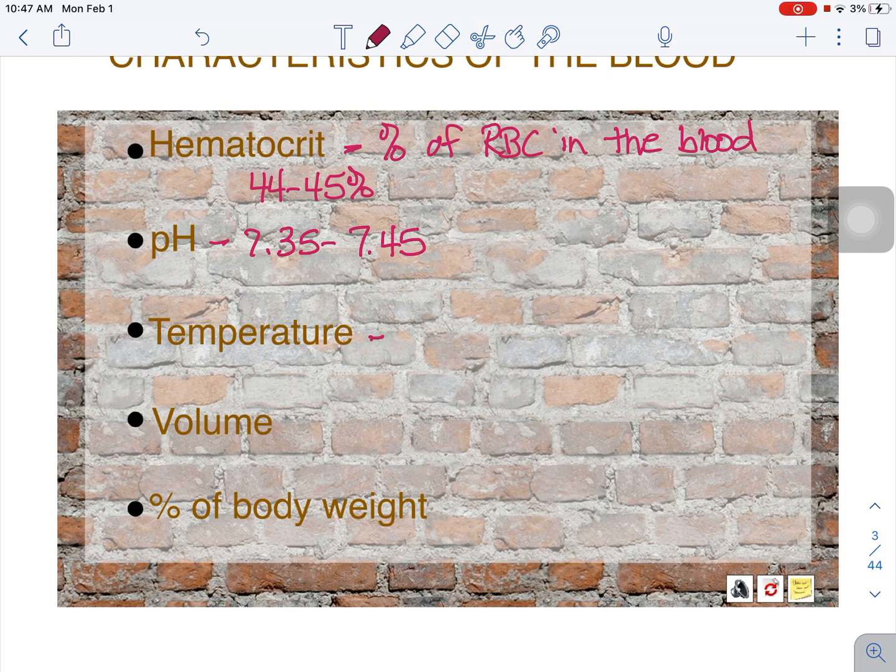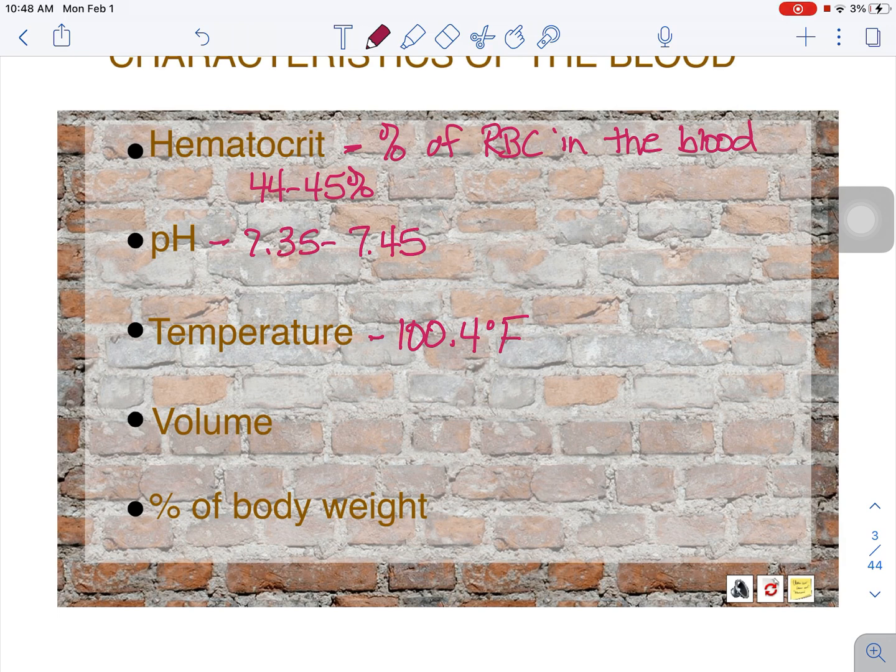The temperature of the blood, we know body temperature is 98.6. The temperature of the blood is about 100.4 degrees Fahrenheit, so slightly warmer than body temperature. And you should know that because when blood flows to a certain area, like when you get embarrassed and your cheeks get red, you get really hot. As blood is flowing, like when you're exercising and things, you get hot. All right, so blood is a warmer temperature than body temperature.